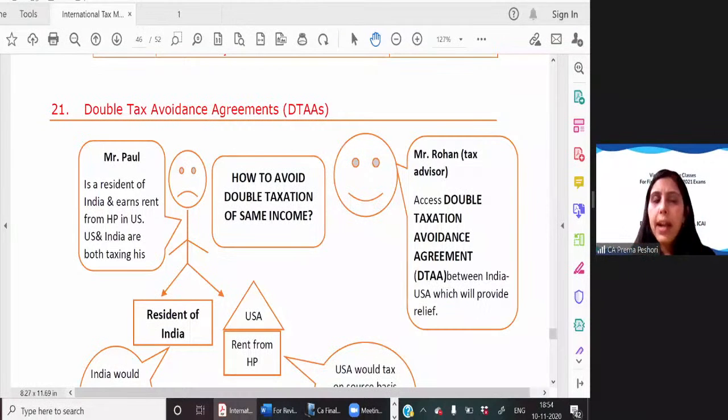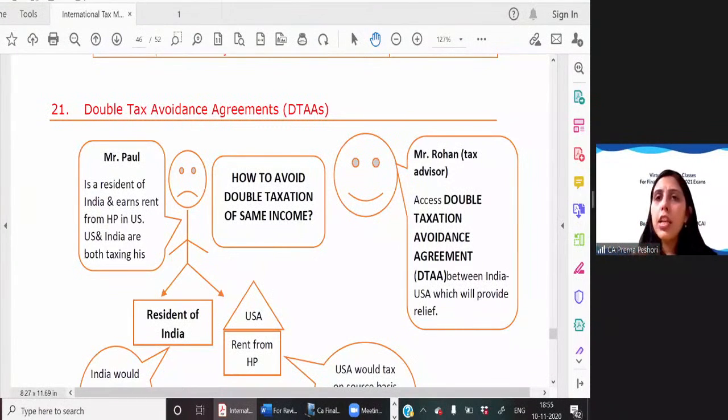So to avoid that, India will enter into a double tax avoidance agreement with USA, wherein they will decide mutually as to how they will tax a particular income. India will grant some taxing rights to USA. India will say, USA, you can tax this income. And to avoid double tax, India will say, I'll allow the refund, I'll allow the relief to my resident.